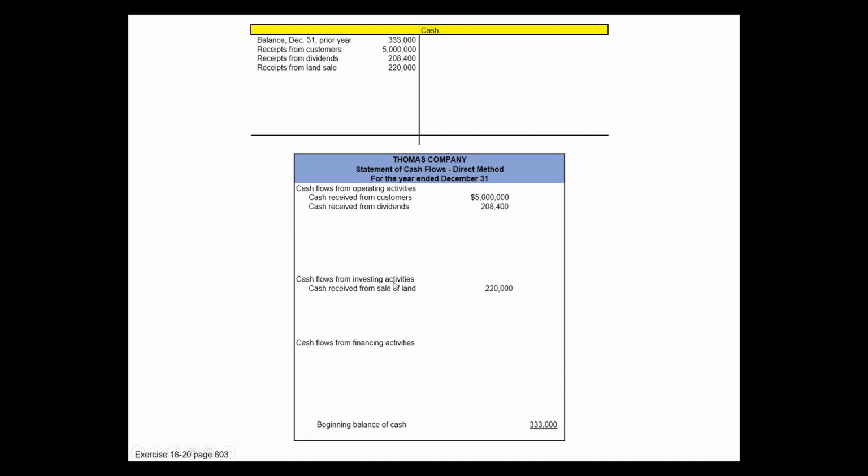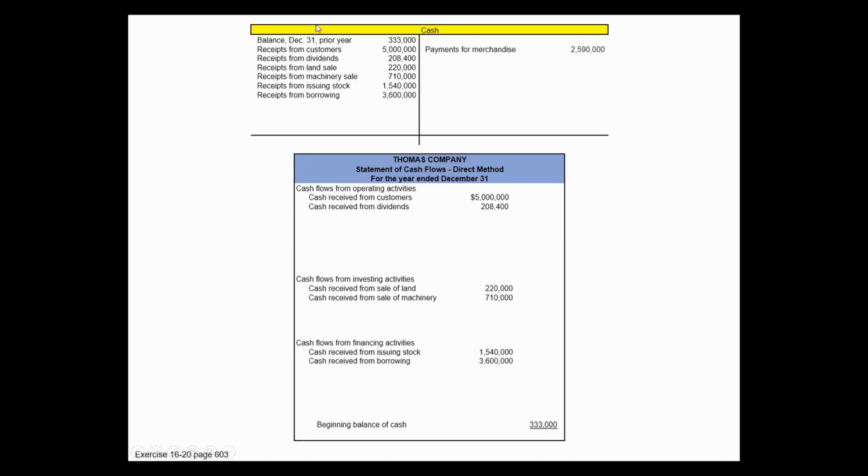That's part of your investing. Cash received from the sale of machinery, $710,000. Again, that's part of investing. Cash received from issuing stock, $1,540,000. That is a financing activity. Receipts from borrowing, that is a financing activity, $3,600,000.